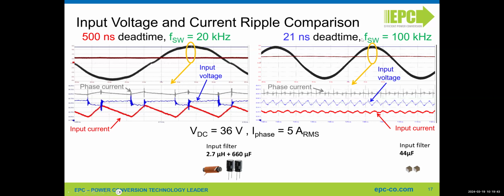While doing 100 kilohertz, 21 nanosecond, everything gets better. The input current is smoother, and also looks more sinusoidal. The input voltage is a triangular voltage, which has less harmonics in the spectrum, and the phase current has a lower peak to peak.